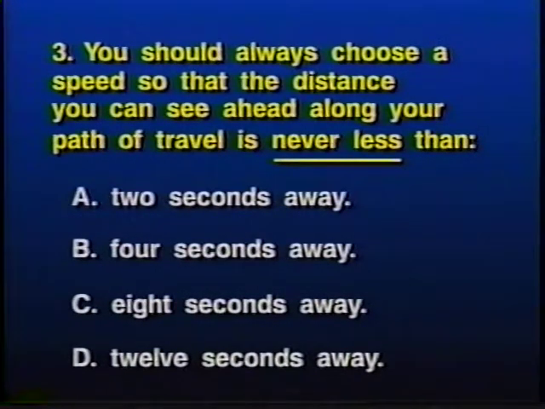3. You should always choose a speed so that the distance you can see ahead along your path of travel is never less than A. 2 seconds away, B. 4 seconds away, C. 8 seconds away, D. 12 seconds away.